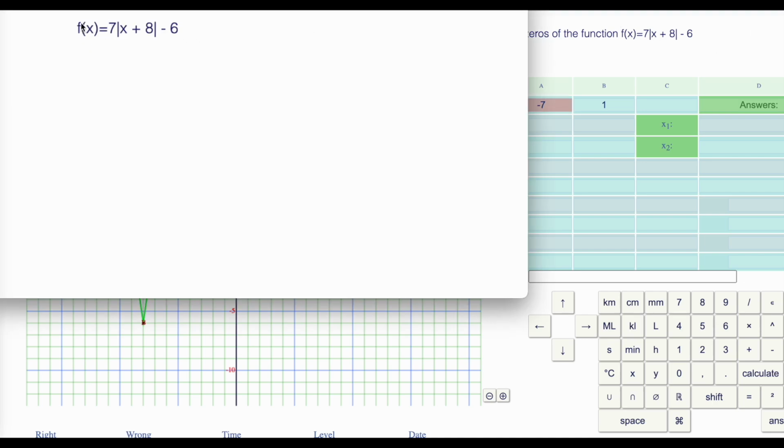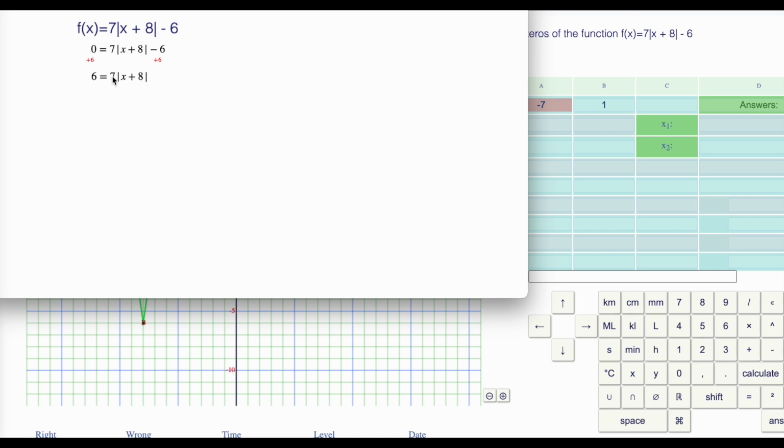To find a 0, I'm going to set the y to 0, or the f of x to 0, and we get 0 is equal to 7 times the absolute value of x plus 8, close the absolute value bracket, minus 6. I want to get rid of that minus 6. I'm going to add 6 to both sides, because the 6 is being subtracted from all of this, which contains the x. That gives us 6 is equal to 7 times the absolute value of x plus 8.